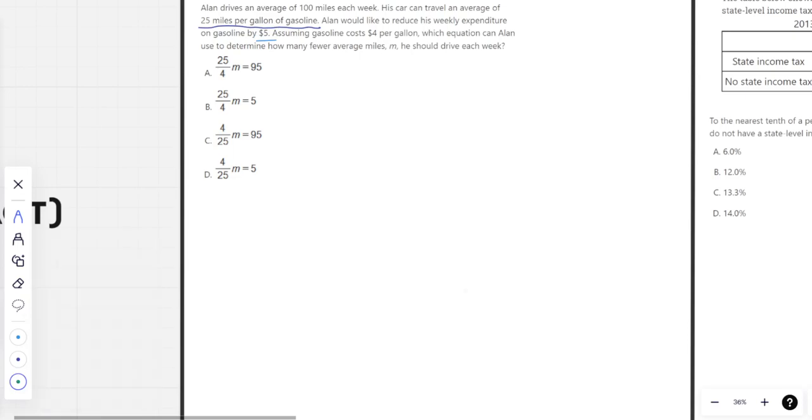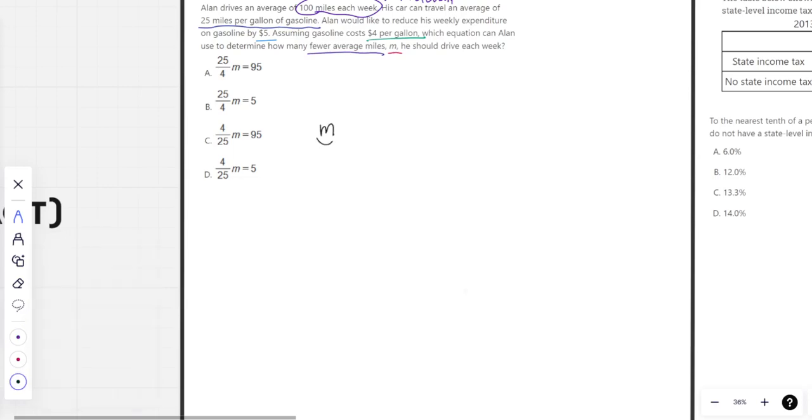Assuming gasoline costs $4 per gallon, which equation can Alan use to determine how many fewer average miles, M, he should drive each week? Okay, right away I can tell you guys the 100 miles each week is irrelevant. Actually, it's already included here: how many fewer average miles? Fewer average miles, M. So we can directly set that equal to what we want to solve.